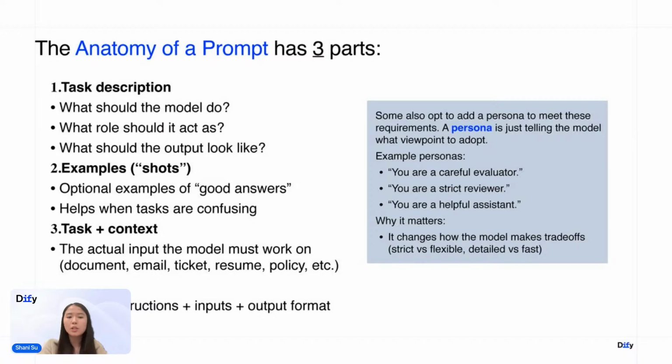The last part of the anatomy of a prompt is the task and context. As I mentioned before, the actual input of the model must be something that they can work on. So whether that be the document you're looking at, the email, the ticket, the resume, the policy, all of these things are things that the LLM can use to determine the outcome that they're going to return to you. Without the proper context, there's a chance that the LLM will not return the output that you want just because it doesn't fully understand the situation at hand.